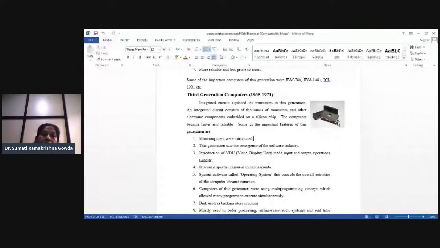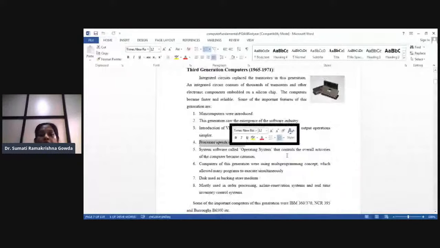Mini computers were introduced. This generation saw the emergence of the software industry. The introduction of the visual display unit made input and output operations very simple. Processor speed was measured in nanoseconds. Earlier it was mini to micro, micro to nano. In the third generation, speed was measured in nanoseconds.